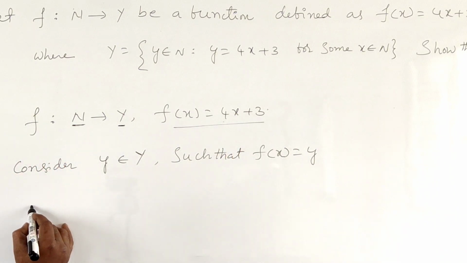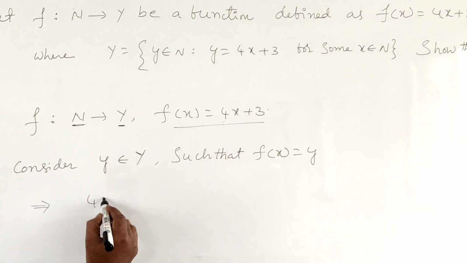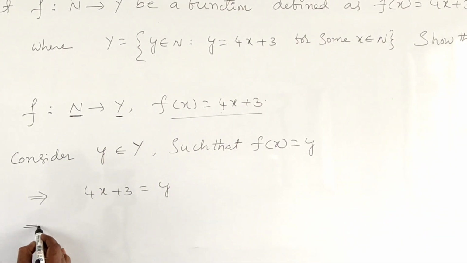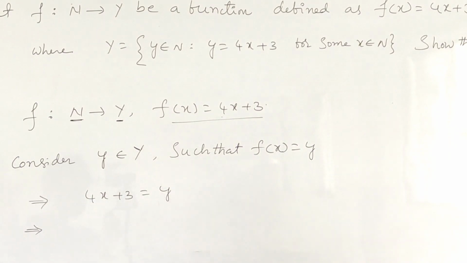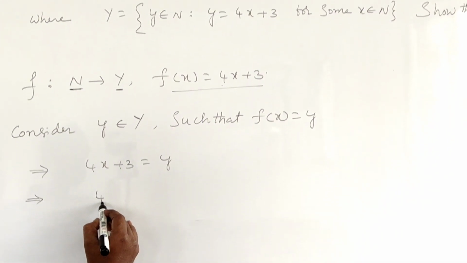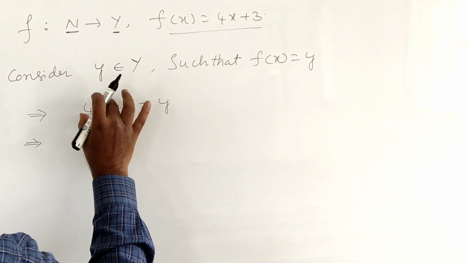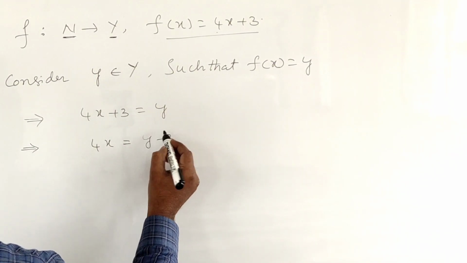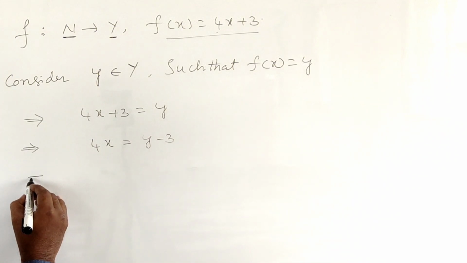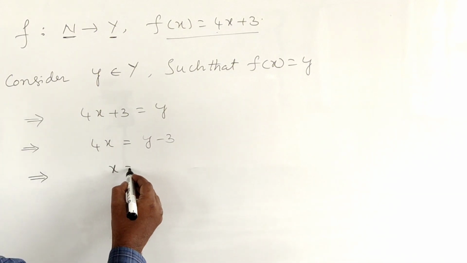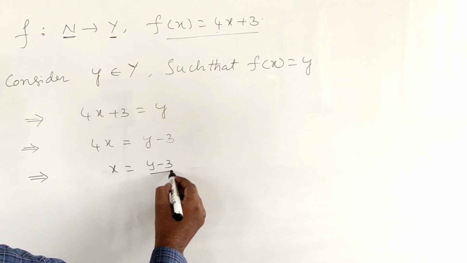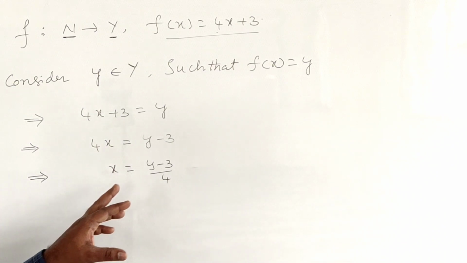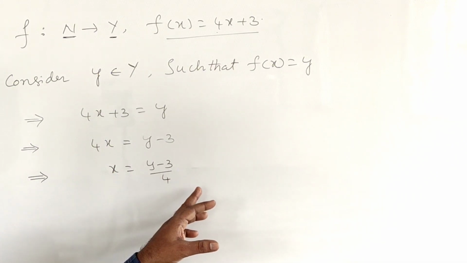Next, what is given in the problem for f of x? That you are going to replace here. So 4x plus 3 is equal to y. What is your next aim? To make x the subject. So 4x is equal to y minus 3, the other term you can transfer to the right side. Next, x is equal to (y minus 3) by 4. So we got the x value in terms of y.